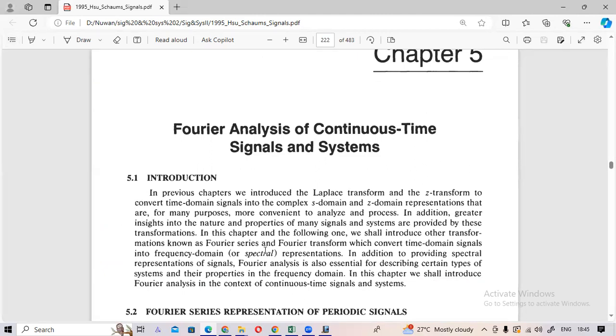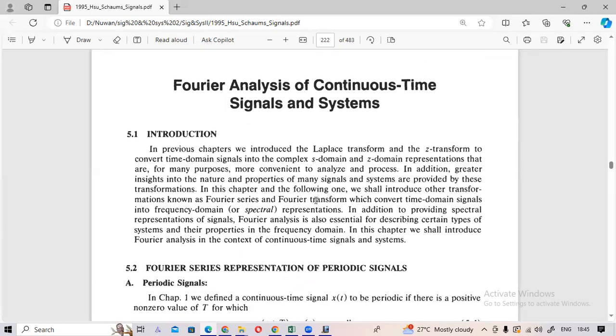So you can see that Fourier series and Fourier transform convert time domain signal into frequency domain or spectral representation. So that is the function of the Fourier series representation. It converts time domain into frequency domain. Time domain we normally refer to as waveform.